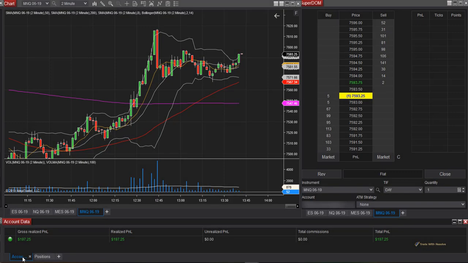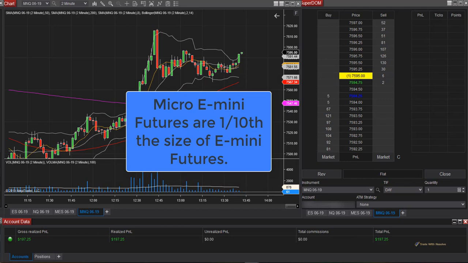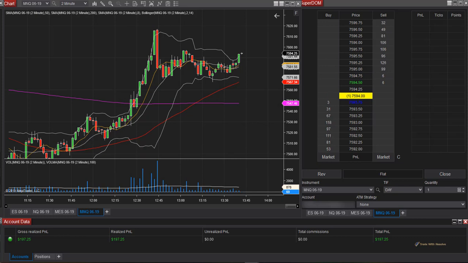I'm currently up 197 on the day, so keep in mind that the Micro E-mini futures are 1/10 the size of the E-mini futures, and this does give you the ability to scale in and out of positions. Since the required margin is much lower, you only need $50 per contract to get involved with the Micro E-mini futures. It also lowers your risk per tick and per point as well, being that they are 1/10 the size of the E-mini futures.